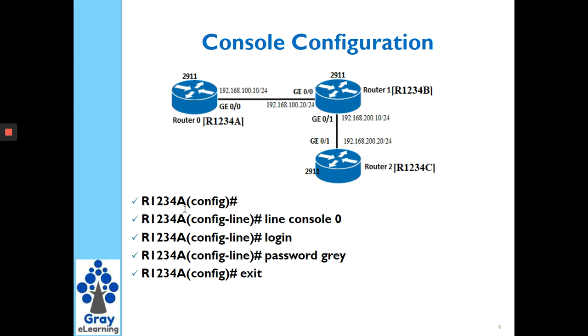You have to enter the configuration terminal, then use line console 0, then login and password, and put any password. As an example, I put "gray". The same console password configuration will be entered in the other two routers. Then let me start with Cisco Packet Tracer, our network design model.